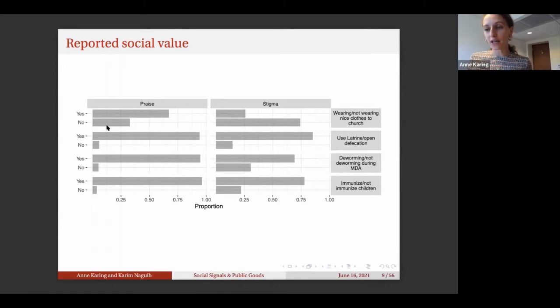When flipping to the right-hand side and you're looking at stigma concerns, the way it was phrased in the survey was whether you would look down on a person. You can clearly see that there's limited judgment conferred to someone who's not wearing nice clothes to church, which was meant to be the placebo treatment. So 75% of people would say they would not do that. However, when looking at the decision to not immunize your child or openly defecate, more than 75% of people would say they would look down on you. And very similar to that, the answers looked when looking at the decision to not participate in deworming treatment that was offered to the community, where we're at just around 70% in terms of looking down on you.